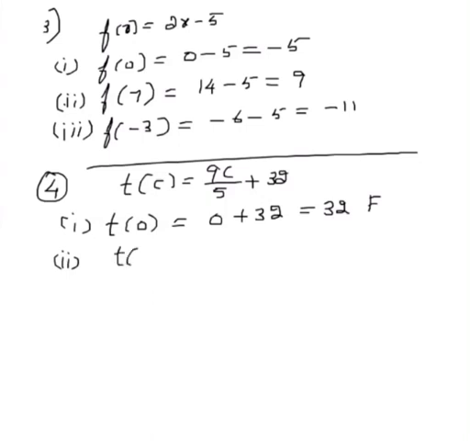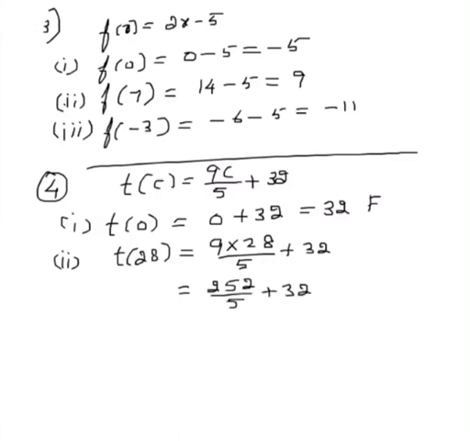Second one, t of 28. c is given as 28. So 9 into 28 divided by 5 plus 32. 9 into 28 is 252 divided by 5 plus 32. And 5 5s are 25, 0 and 4, plus 32. The final answer is 82.4 degrees Fahrenheit.